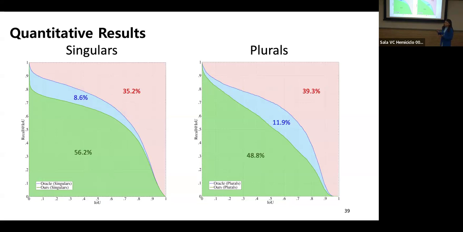Finally, we disaggregate the performance between singular and plural nouns. In this case, we can see that the gap for plural nouns is higher. So the model is failing to retrieve the exact number of instances that the plural nouns are referring to.